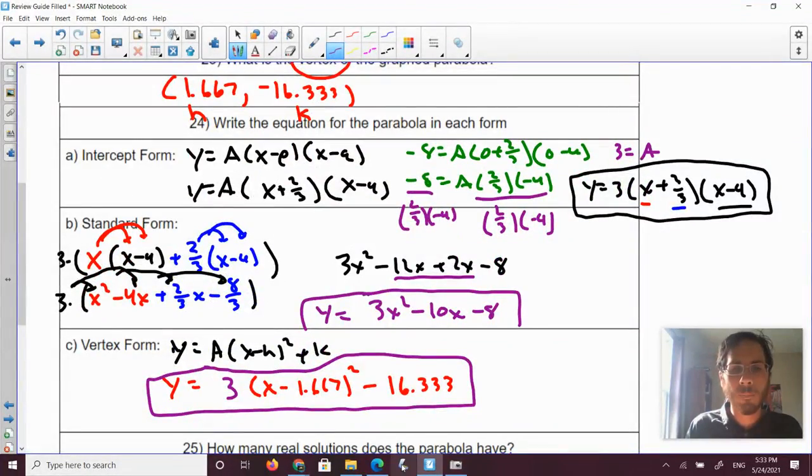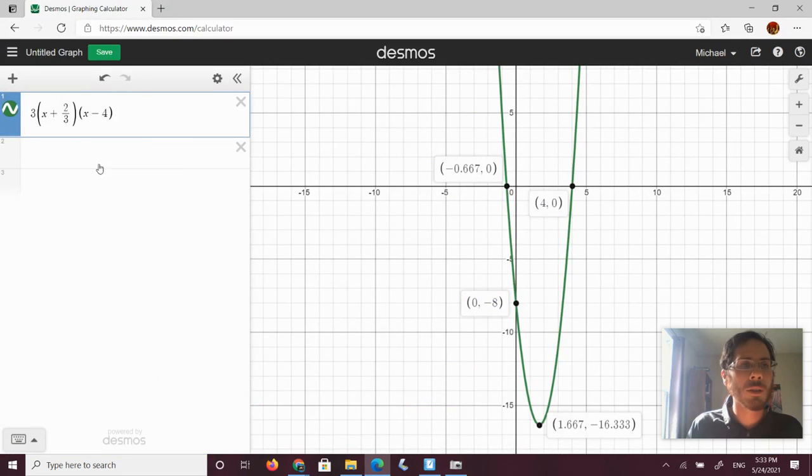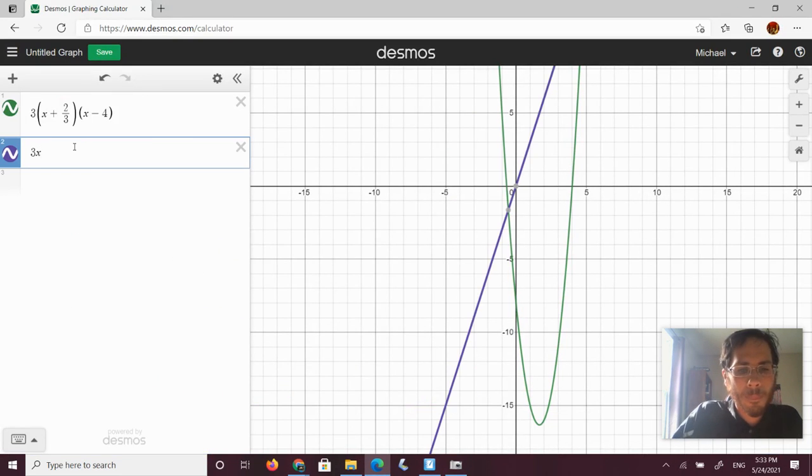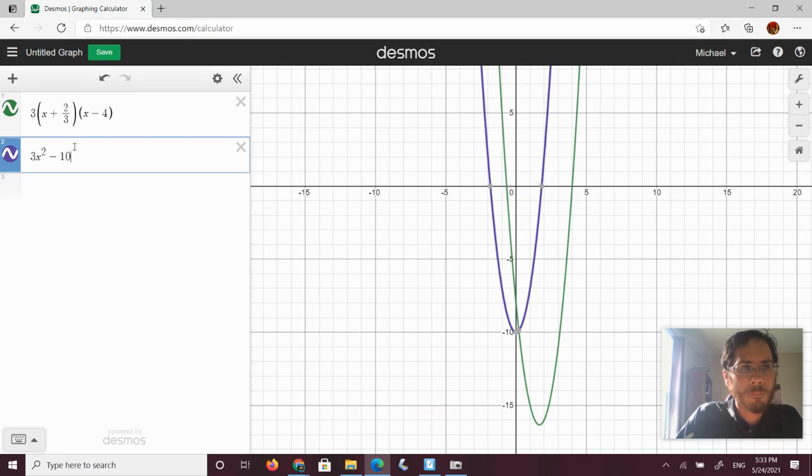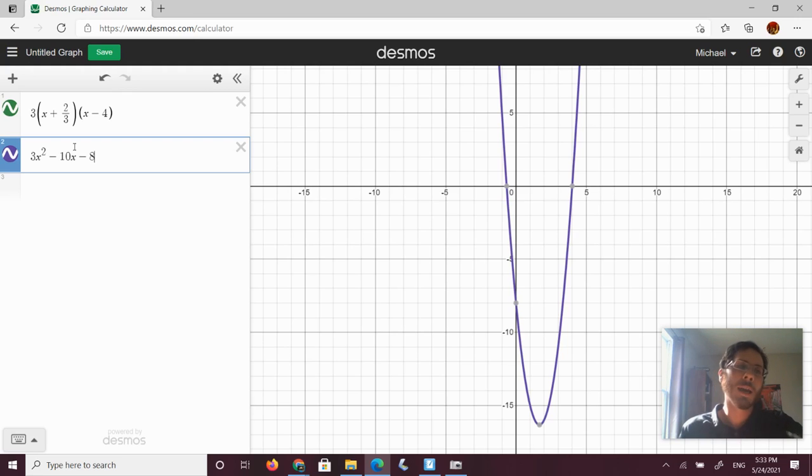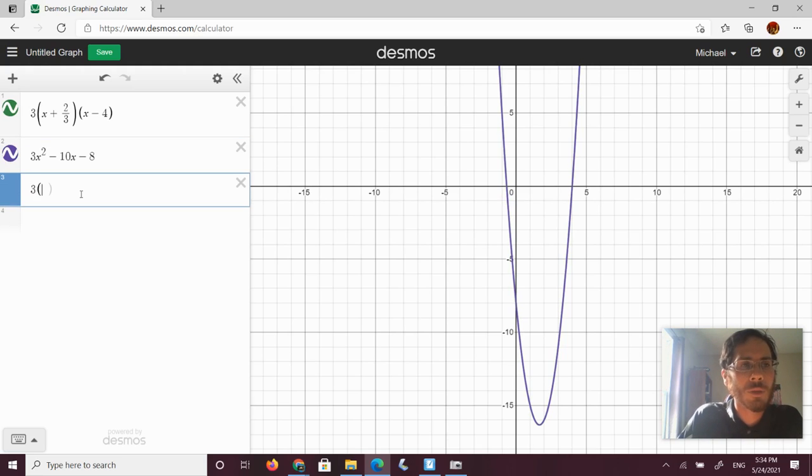Now I'm going to check the next one. 3x squared minus 10x minus 8. And that exactly overlapped it. So I don't even need to go back and double check. I can already tell because it completely overlapped it that that's exactly what I want.